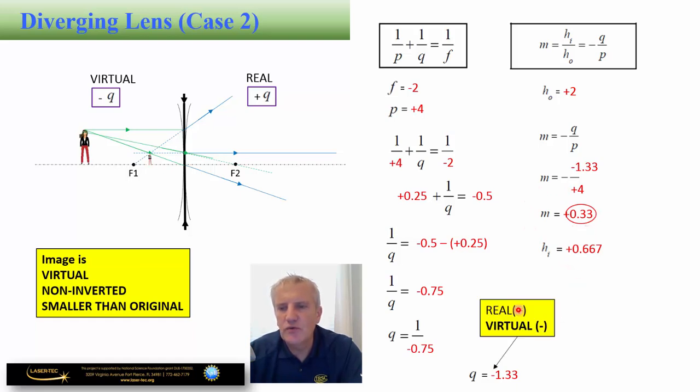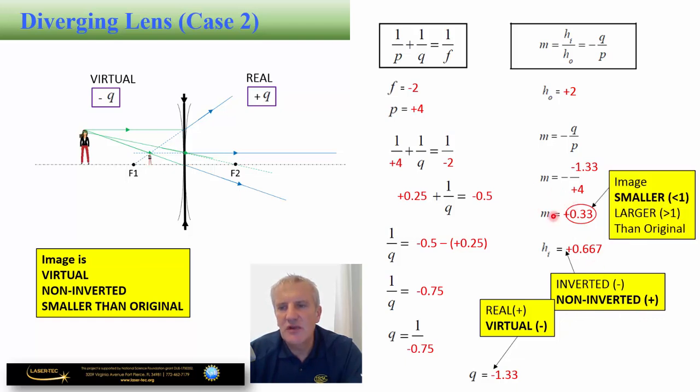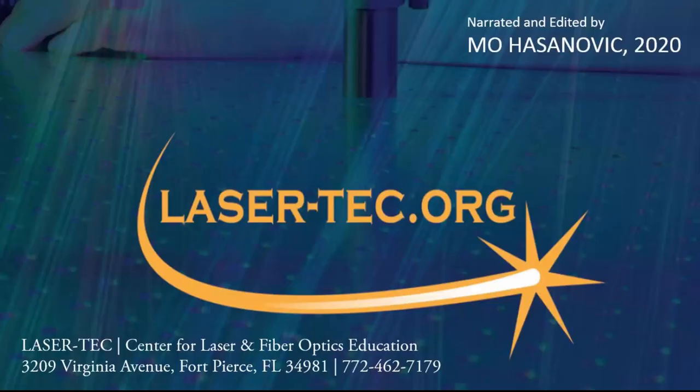A few conclusions. We're moving a little faster here because there's a lot of repetition between this case and the previous cases. So number one, the distance of the image is negative, which means that the image is virtual. The magnification is positive, which means that we're dealing with a non-inverted image. And finally, the magnification is less than 1, which means that the image is going to be smaller than the original. Specifically here, the magnification is 0.33, which means that the size of the image is 33% of the size of the original.